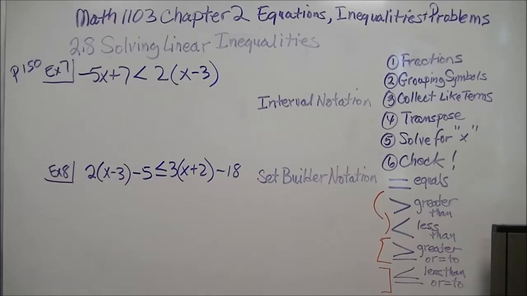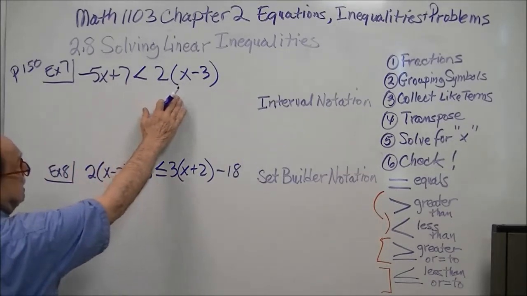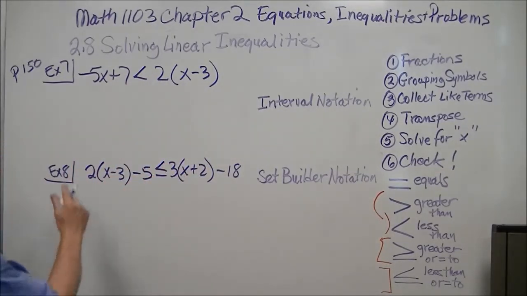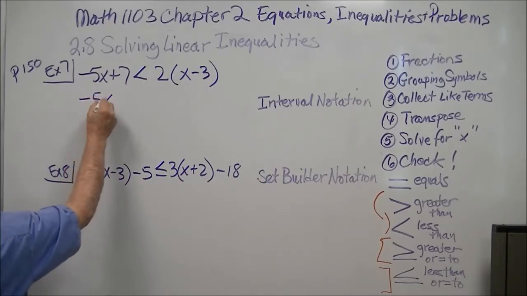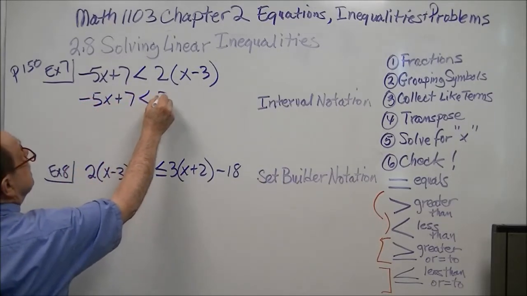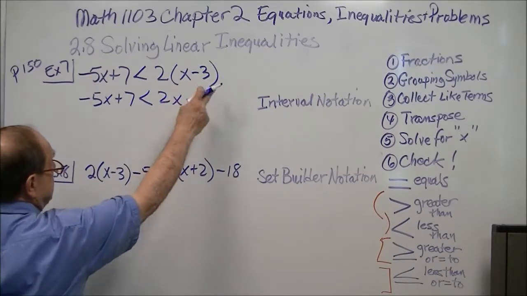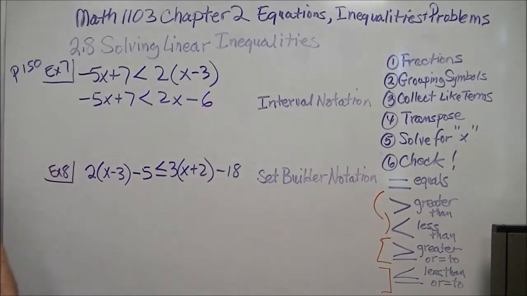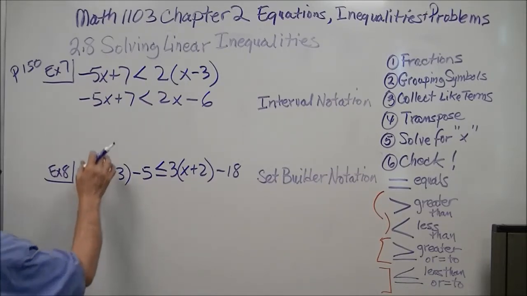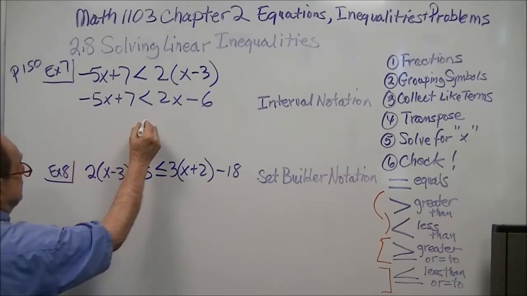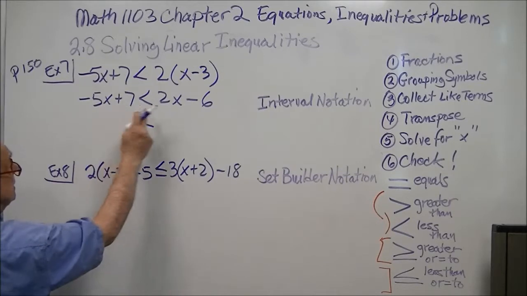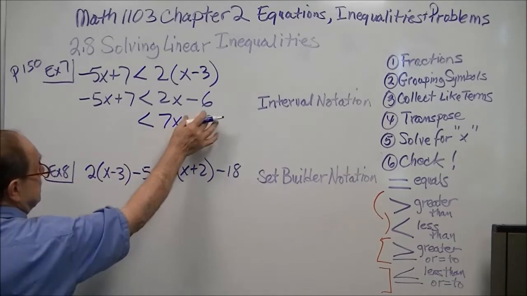All right, these are just a couple more examples. Notice this is a negative 5x, but we need to clear parentheses now, our grouping symbols. So negative 5x plus 7 is less than 2x minus 6. Again, a good technique is to keep the x's positive. Thereby, you won't have to change inequality signs, their direction. So I'm going to add 7x to both sides. I'm sorry, 5x to make this 7x.